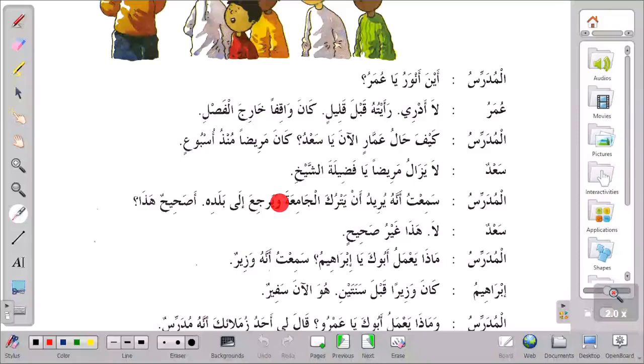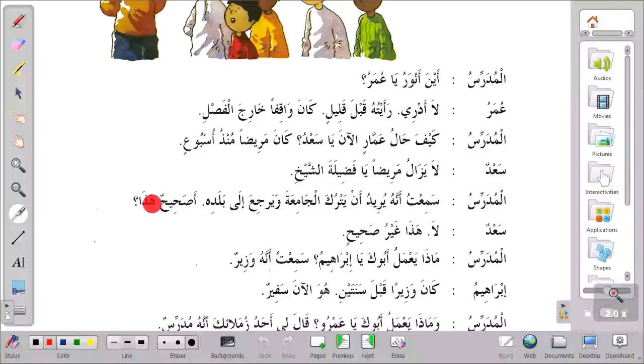I can say mu, I have to say me. If I say masjidi wal mat'ami, when two things are tied by a conjunction, they have the same i'rab. So here, an yatruka, the first verb is mansub because of the an. Similarly, if the harf atf is tying to another verb, that verb should also be mansub. That's why it is innahu annahu yuridu an yatruka al-jami'ata wa yarja'a ila baladihi.